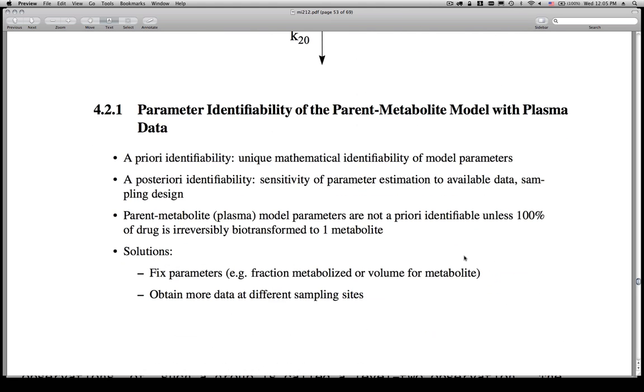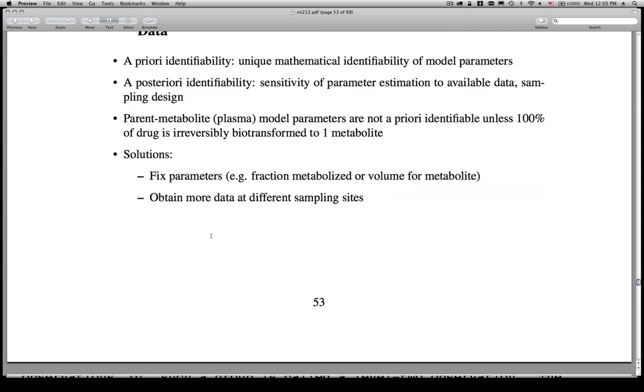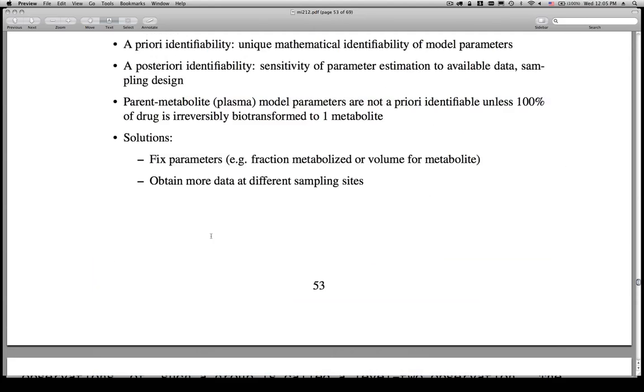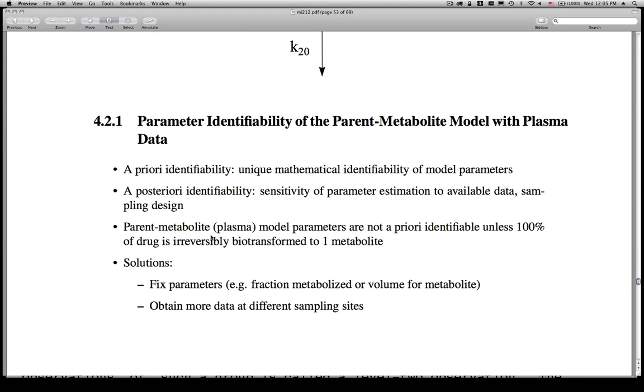So some solutions there could be to fix parameters. The two possible routes here are to fix the parameters, either the fraction metabolized or the volume for the metabolite, or to obtain more data at different sampling sites. So we're going to look at both of these solutions and how they could be implemented in the class today. First, we'll talk about fixing parameters, and we'll look at some NMTran code for doing that.